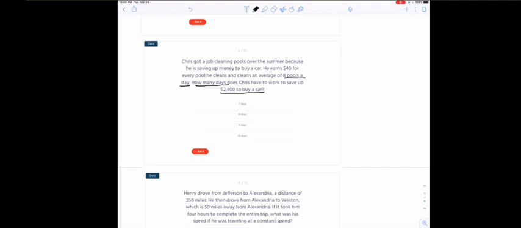How much does he do per day? 8 pools a day. How much does he earn for every pool he cleans? $40. So the question is, how much does he make in one day? So here, we're actually going to do 8 pools times 40.